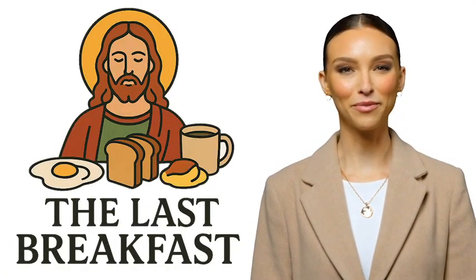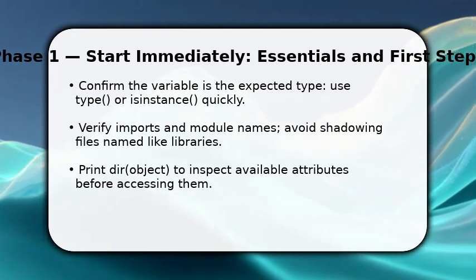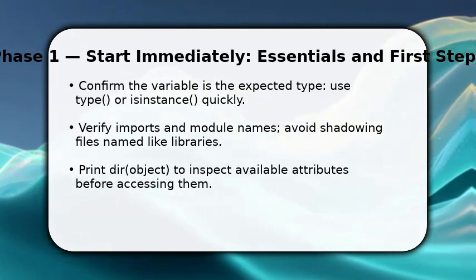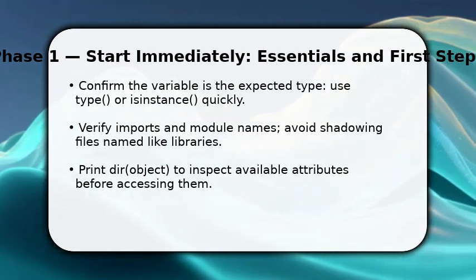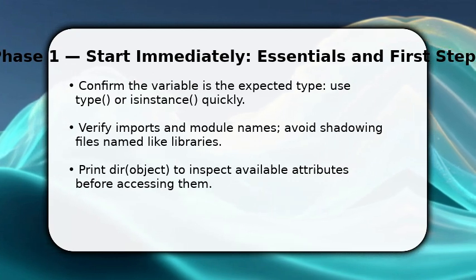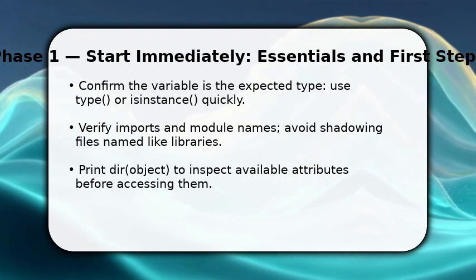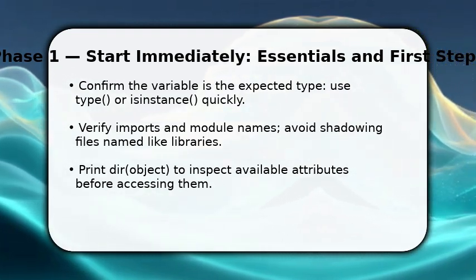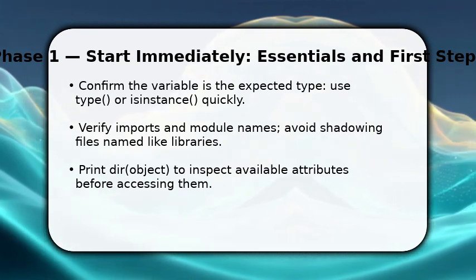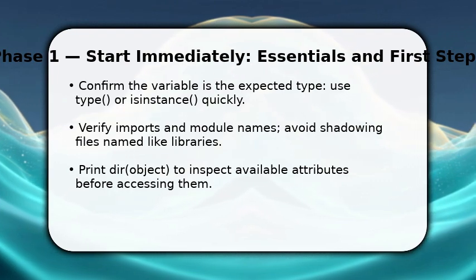Please enjoy the video. You start by verifying what you actually have: print type, and use isinstance to confirm the object class. Once done, inspect dir(object) to list attributes so you know what's available, and make sure your imports aren't shadowed by local files with the same name. If a name conflict exists, rename the file or change import style. This early check prevents chasing phantom attributes and clarifies whether the attribute should exist at all.